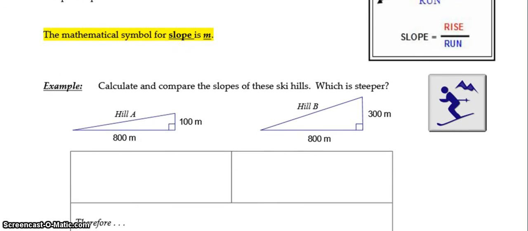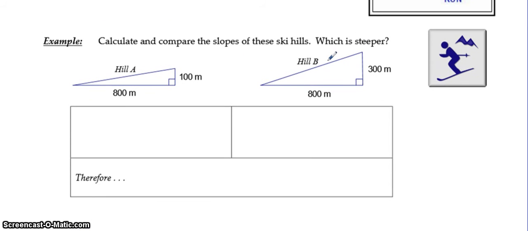So let's see how this works in an example. You have two ski hills, Hill A and Hill B. We're going to calculate and compare the slopes of the ski hills to determine which is steeper. For Hill A, whenever you start calculating the slope, you're going to start with the letter m because that designates slope. It's the rise over the run, which is equal to, this is the rise because it's the vertical distance. This is the run because it's the horizontal distance. So it's 100 over 300. And in lowest terms, that's 1 over 3.